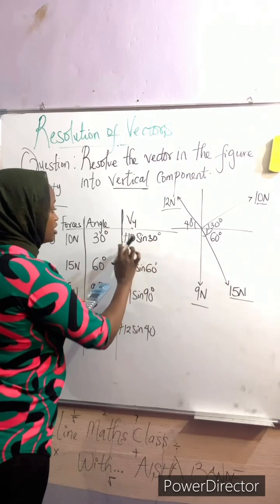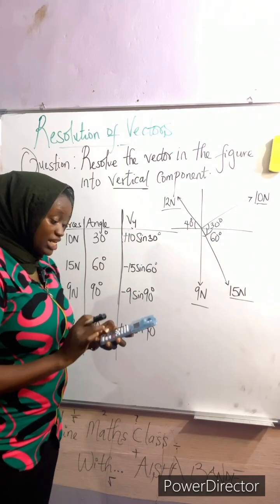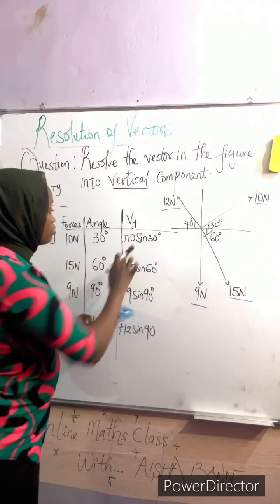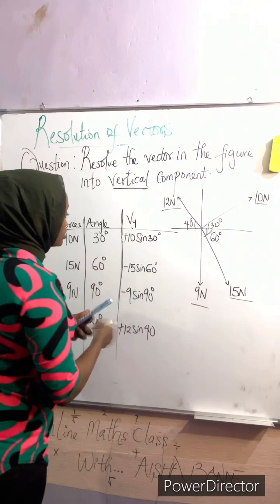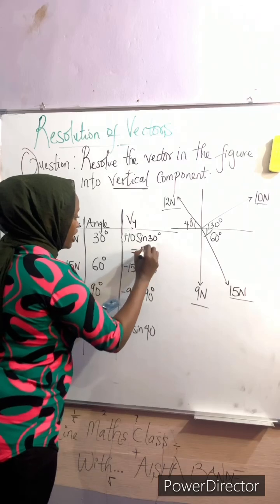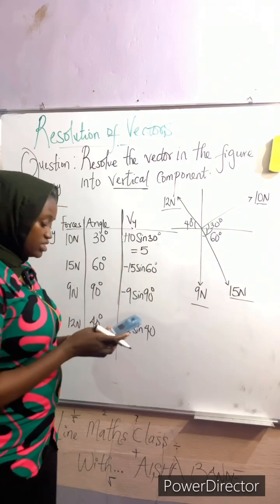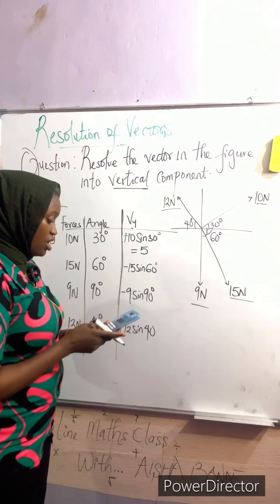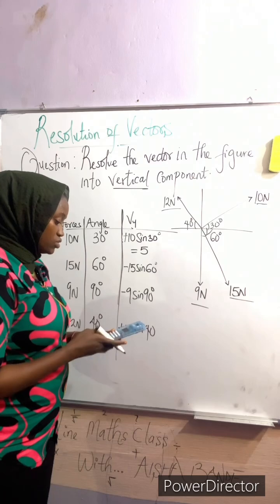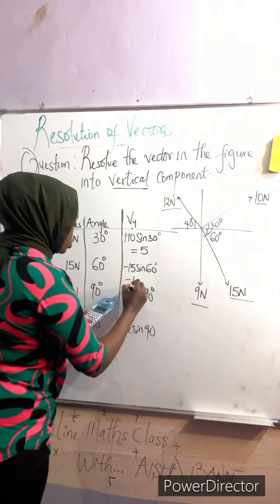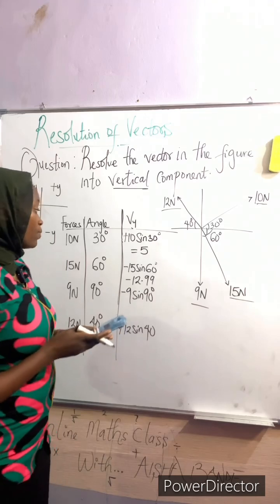Here we have sine 30. We punch sine 30 on the calculator and multiply that by plus 10. This gives us 5. So our answer here is 5. We move on to the next one. Here is sine 60. We punch sine 60 on the calculator and multiply by minus 15. This gives us minus 12.99. We can take it to 2 decimal places.